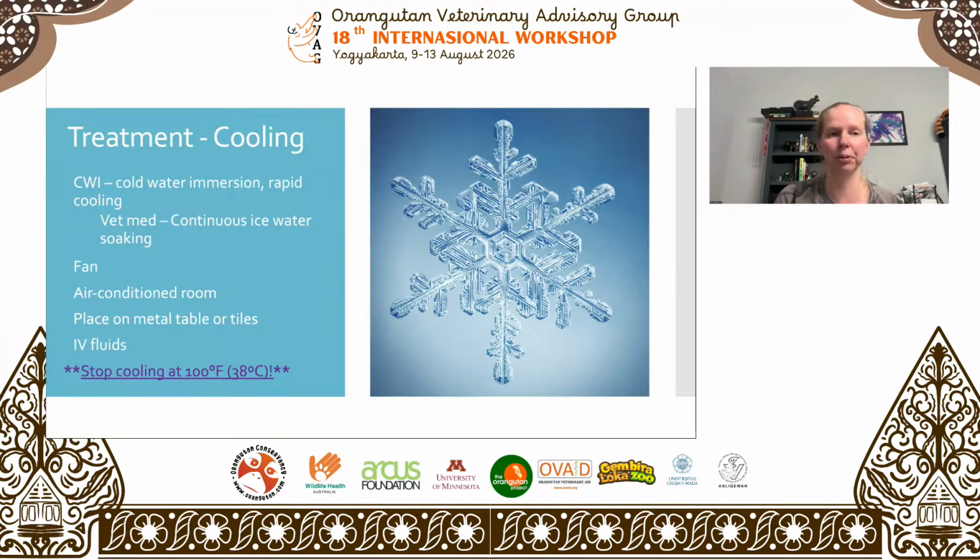But it is also really important. If an animal comes in with a temperature of 105, 107, I've seen it at 109, 110, that's really, really scary, and we do want to get that cooled off as soon as possible. But we also have to keep a very close eye on that temperature. And we need to stop cooling at 100 degrees Fahrenheit or 38 degrees Celsius, because they're going to keep plummeting.